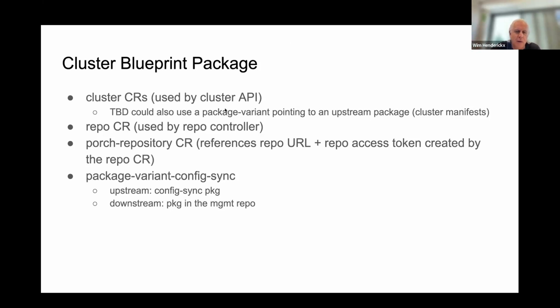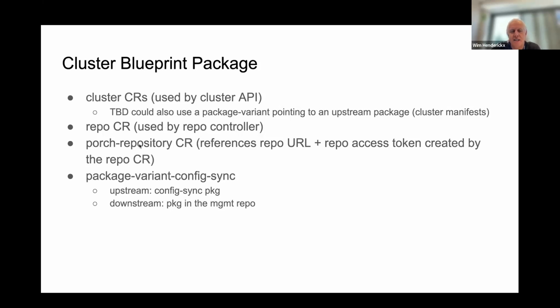So we can talk about that. That's not a bad idea, because then we could swap out which type of cluster just by changing it. I agree. So that's why I personally prefer that, because indeed, like you said, it helps to gain more flexibility. Yeah. Then we have a repo CR. This is the CR that will be used by the repo controller eventually when this package gets applied. We have a porch repository.